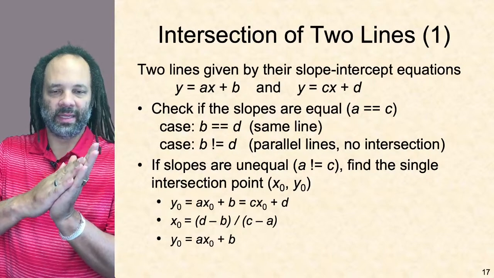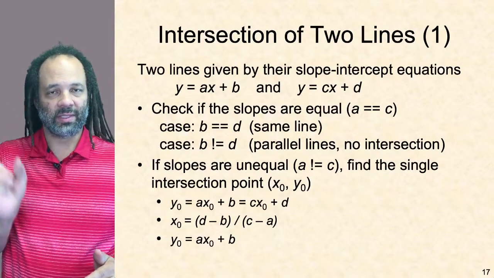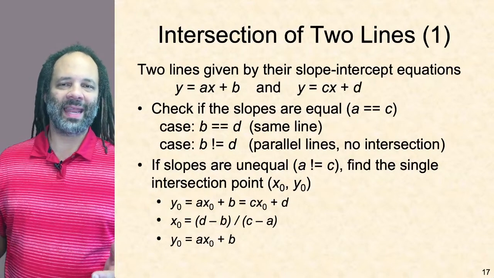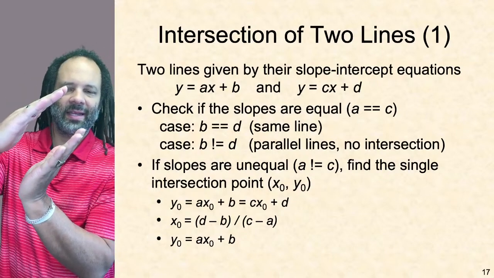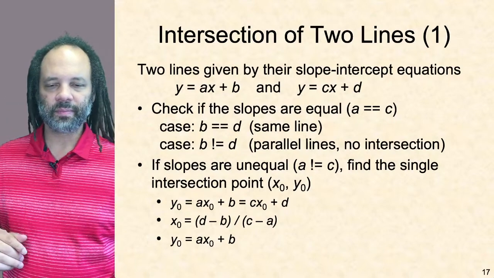If my A is equal to my C, my two slopes are the same, and my B is equal to my D, my two intercepts are the same, then it's just the same line. But if the B is not equal to D, then they're intersecting the axis at a different location, and so what I've got is parallel lines there.